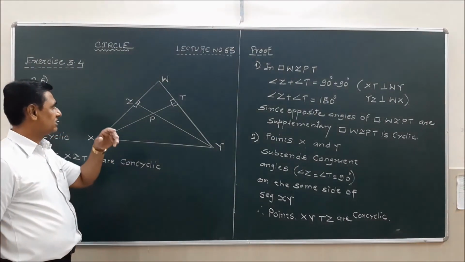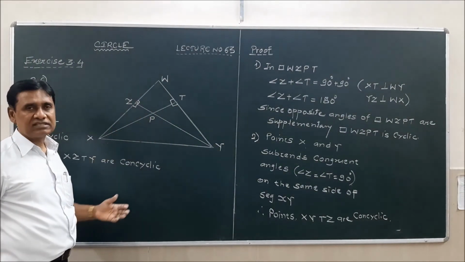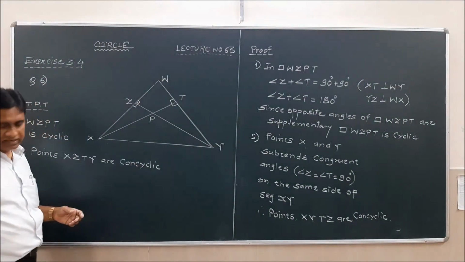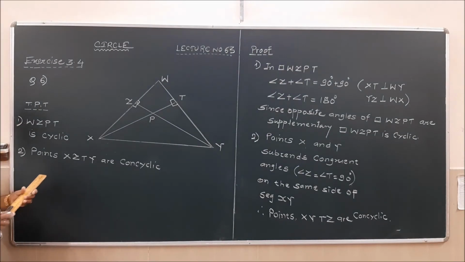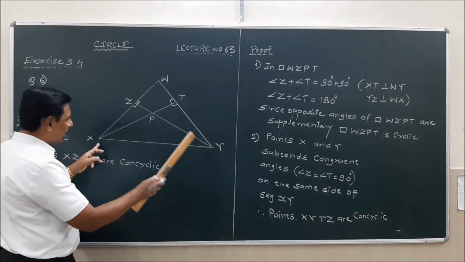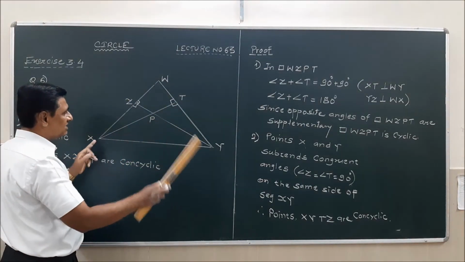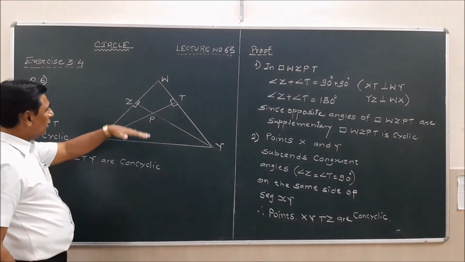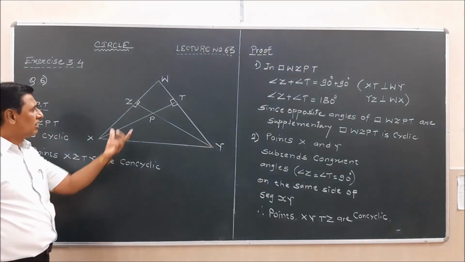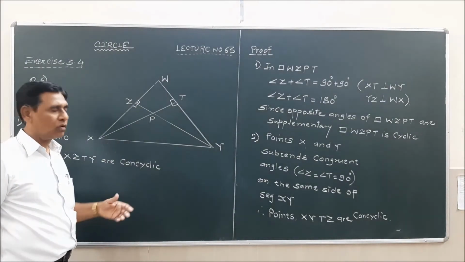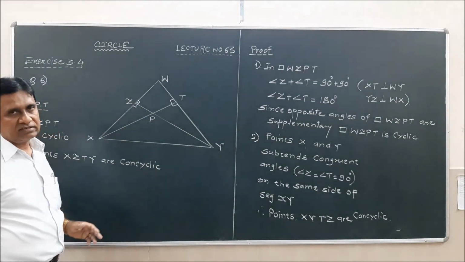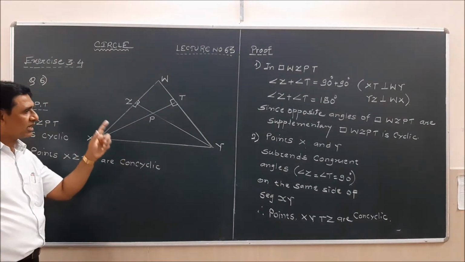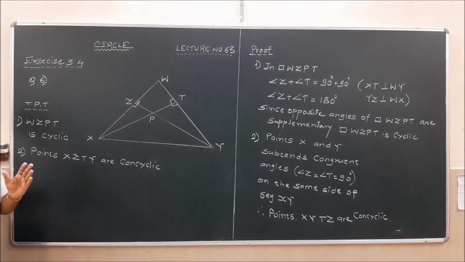The first part is very easy. WZPT is a cyclic quadrilateral, the reason being that opposite angles Z plus T are 90 plus 90. But the second part is important to understand. X and Y subtend angles Z and T on the same side of XY, which are also congruent. Because this is 90, this is also 90. Therefore X, Z, T, Y are concyclic points. Please have a look at this sum carefully.